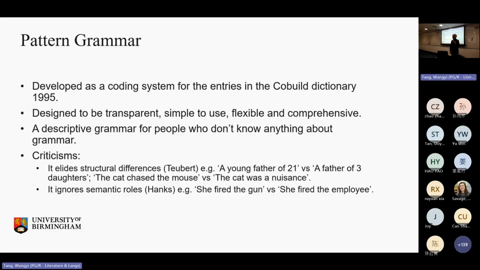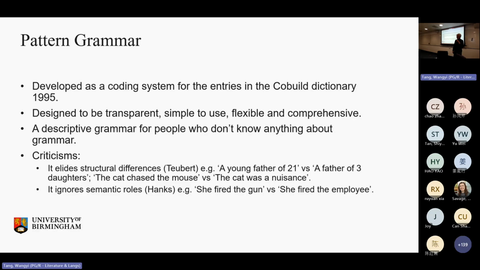And the same with the cat chased the mouse. The cat was a nuisance. The "chased" and "was" are doing very different jobs as verbs. You will talk about the difference between an object and a complement there. But in terms of pattern, we treated those exactly the same. They're both a verb followed by a noun.